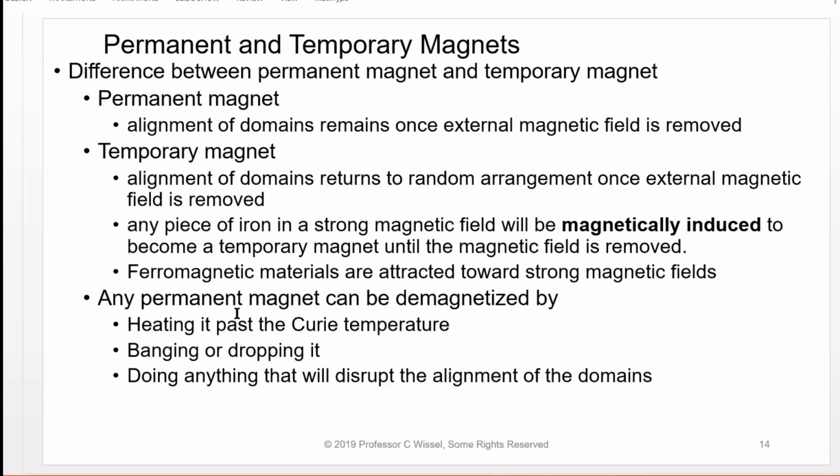Permanent magnet is a loose term. Any permanent magnet can be demagnetized by heating it past the Curie temperature. Why? Remember, it requires alignment of the domains. What happens when you heat something? The atoms start moving around quickly and jiggling themselves out of that alignment. In other words, they won't retain the magnetism because they'll be thermally agitated and lose their alignment. You can bang it or drop it. That does the same thing by vibrations. Anything that will disrupt the alignment of the domains will demagnetize an otherwise permanent magnet. Thank you.